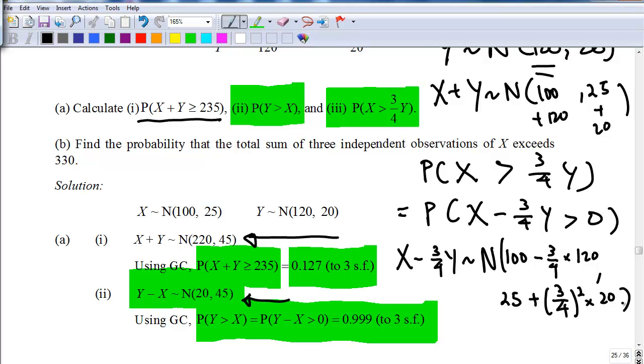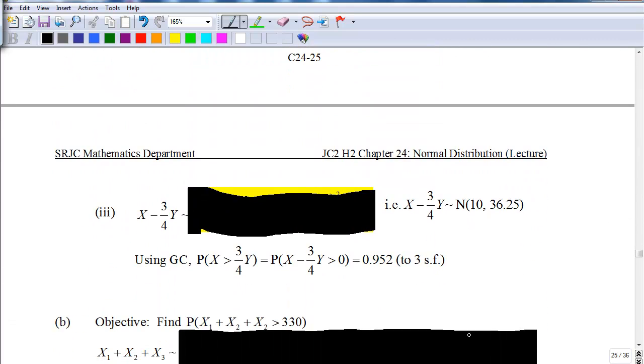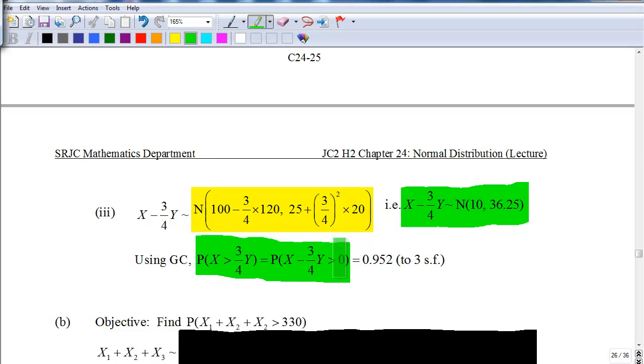Okay, so if you work this out, you will get your answer. Okay, let me do it below. Okay, this is the same working. Then you will get your answer. X minus 3/4 Y follows a normal distribution of mean 10 and variance 36 and 1/4. Okay, and once you've got the distribution out, then half the battle is won. You can now write down the answer. Okay, your answer according to your GC is 0.952.